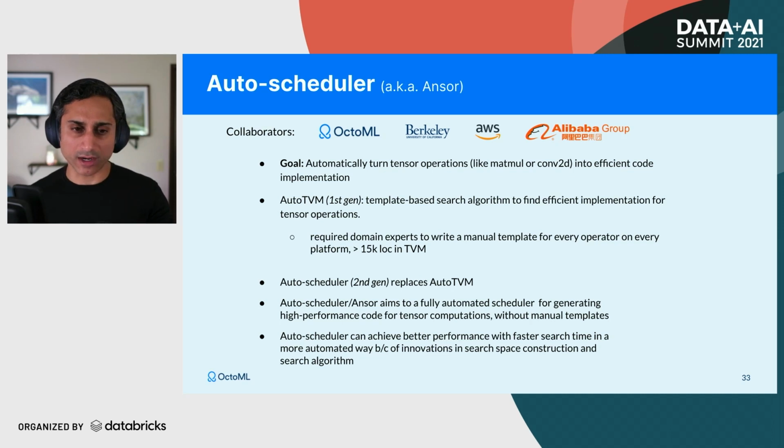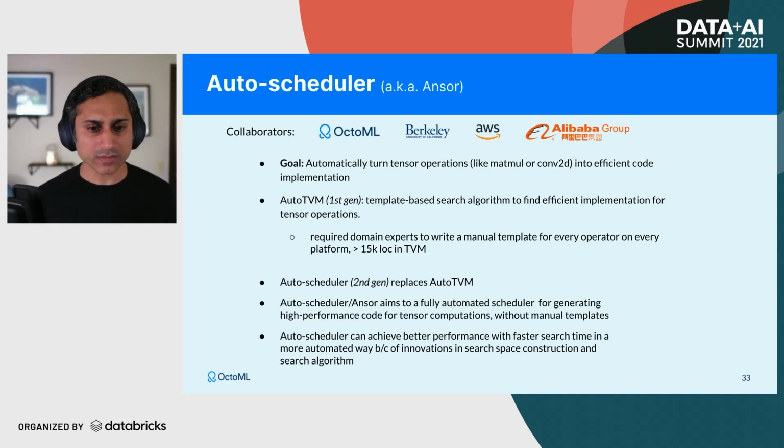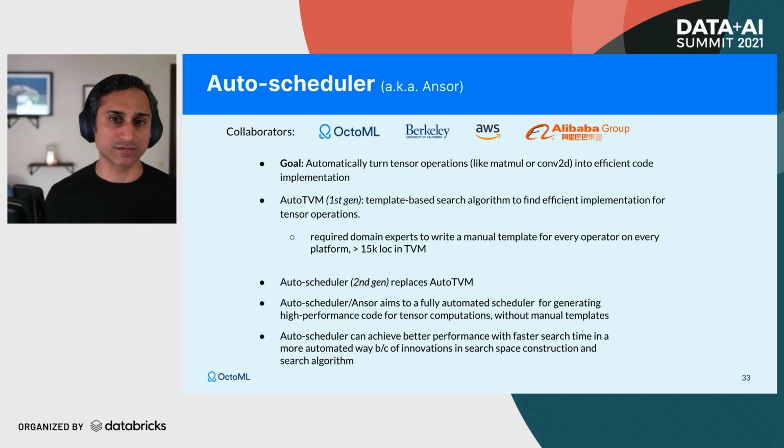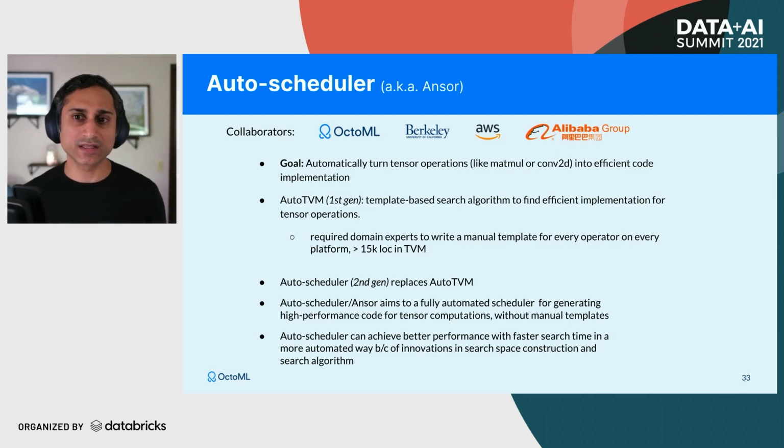You might have heard the term AutoTVM. That was the first generation attempt at this goal. That was a template-based search algorithm to find the efficient implementation for tensor operations. But this required domain experts to write a manual template for every operator on every platform. And in TVM, just these templates take up like 15,000 lines of code. These AutoTVM templates sometimes had inefficient and limited search spaces, making them unable to achieve optimal performance.